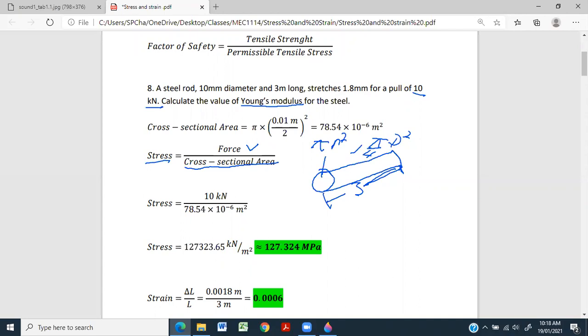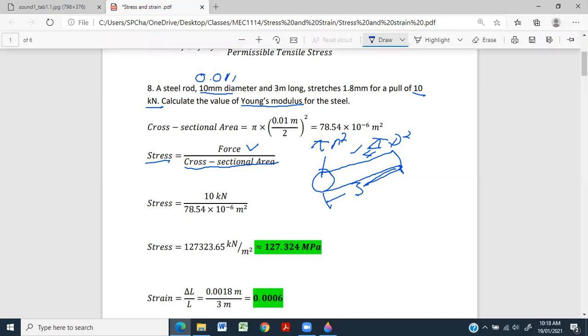The steel rod, 10 millimeters in diameter, right? Converting to meters because we want to keep it simple. So this 10 millimeters in terms of meters goes to 0.01 meters, right? Divide by 1,000. So the formula is pi r squared. Now this 0.01 meters is the diameter, so the radius we get by dividing by 2, right?